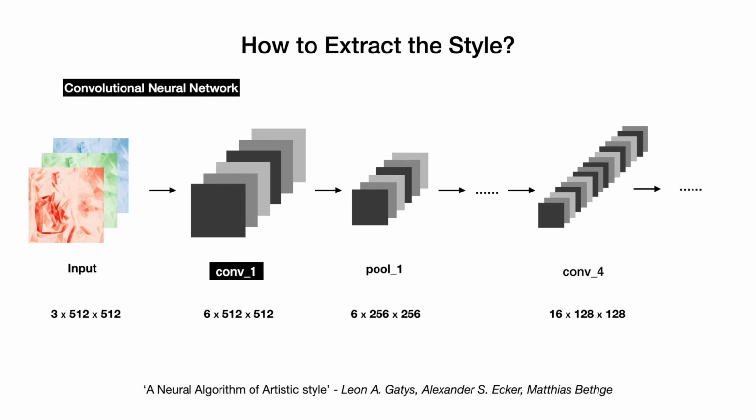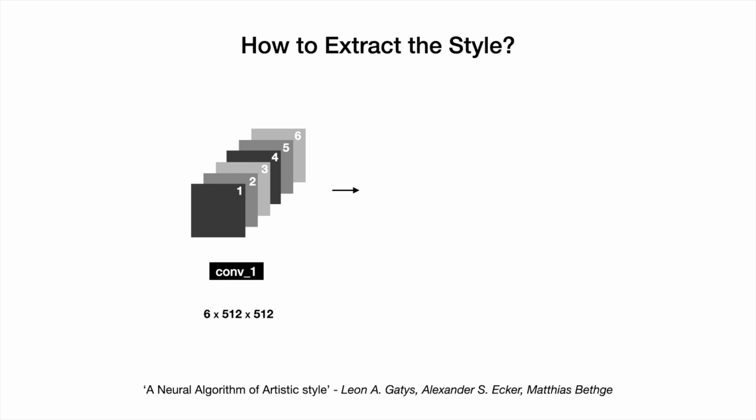To construct the style loss function, first we need to be able to extract the style from an image. In the paper, the style is represented by the correlation between feature maps of a layer. So here is what I mean. Suppose we want to use the information from the layer conv1 to represent the style. We see that conv1's output shape is 6 by 512 by 512. So it has 6 different channels, or you can say 6 different feature maps.